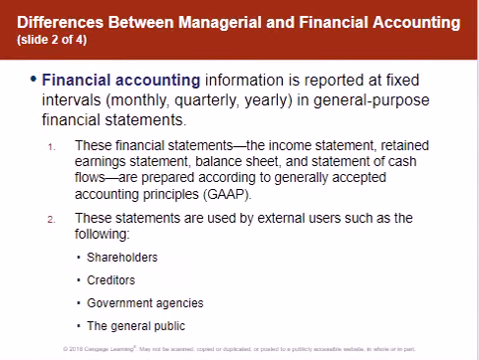Financial accounting information is reported at fixed intervals. So we normally report financial accounting either monthly, quarterly, or yearly. Some businesses report all three. So for instance, a big corporation may report their financial information on a monthly basis, a quarterly basis, and a yearly basis.